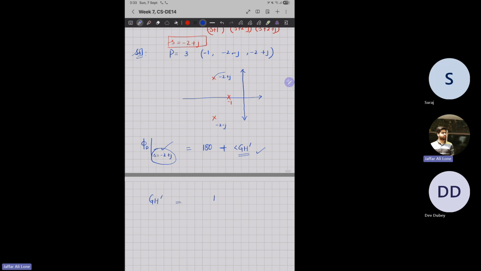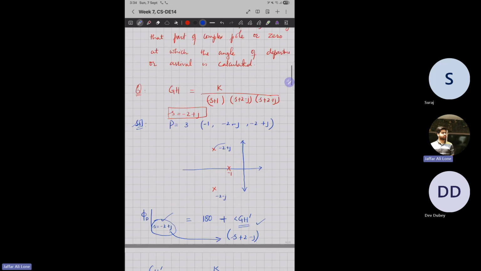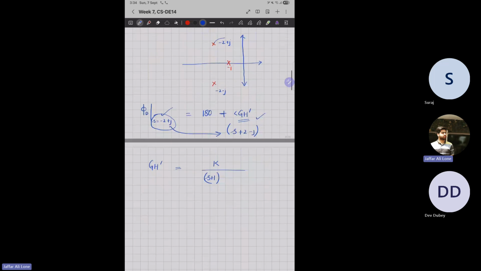So GH dash will be K divided by s plus 1. Now we have to remove this pole. So if I write it, it will be s plus 2 minus j. So s plus 2 minus j means this part, so this part I'll remove. I'll not write it. I'll write the other part, which is s plus 2 plus j. If you have any doubt, just let me know. So I wrote this part. Now we have to find the angle of GH dash at s equal to -2 plus j.